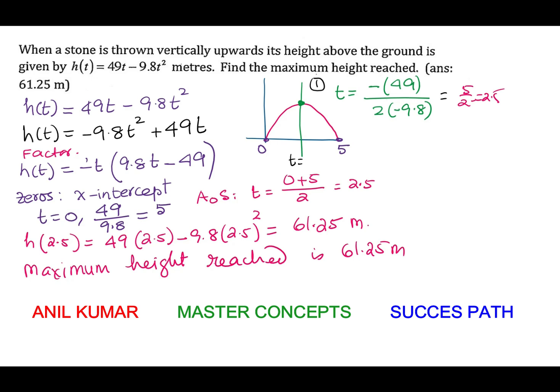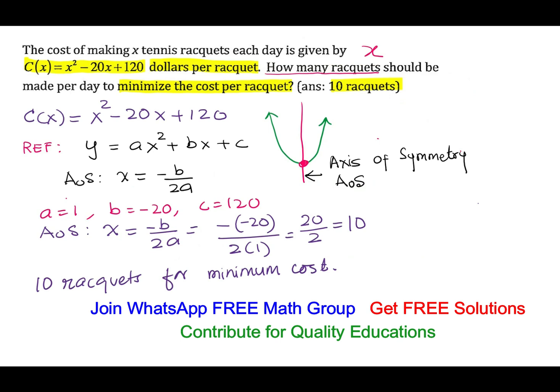Perfect. So we have got the answer for both. In the second case, we found the maximum height after finding the axis of symmetry as 61.25, and in the first example, we found that for making the tennis rackets, the minimum cost happens to be when 10 rackets are produced. That is what it is. You can find what is the minimum cost per racket also in this particular case.